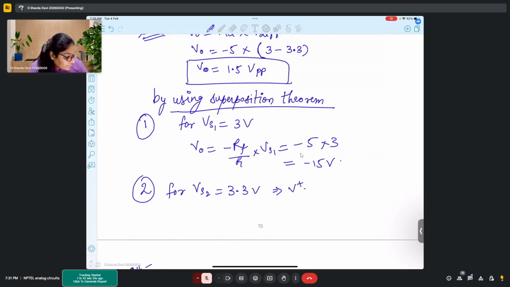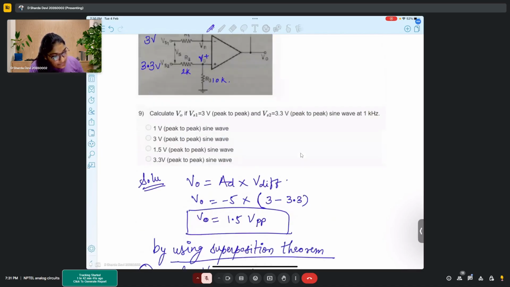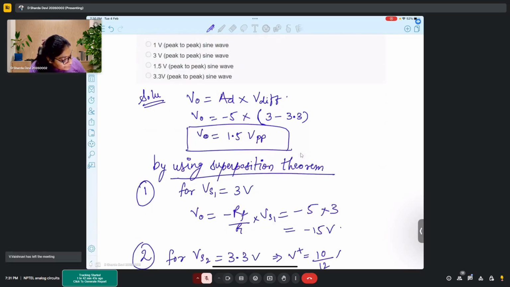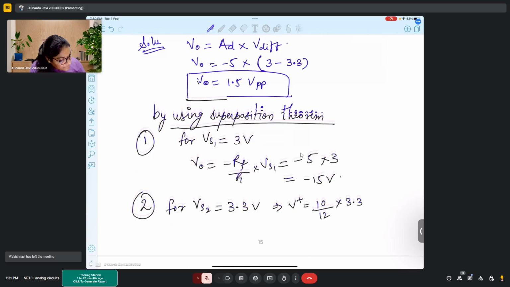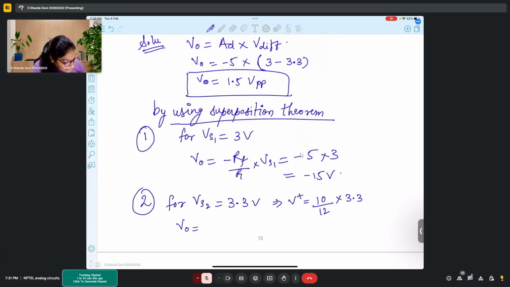So V plus is 10 by 12 into 3.3. And V naught is 1 plus Rf by R1 into V plus. So that is 1 plus 10 by 2 into 5 by 6 into 3.3.